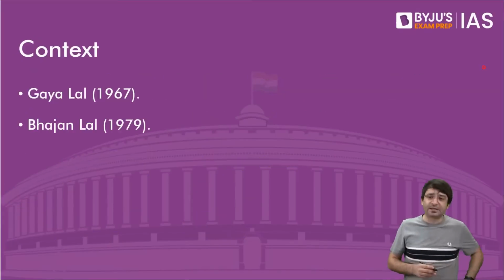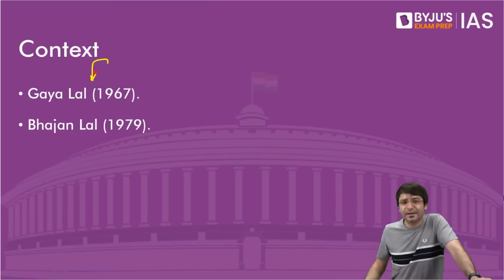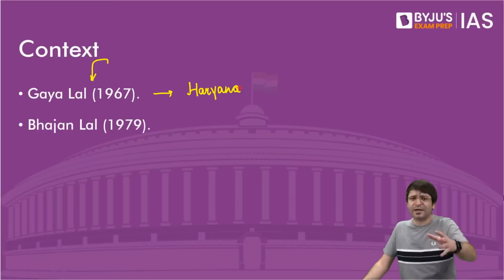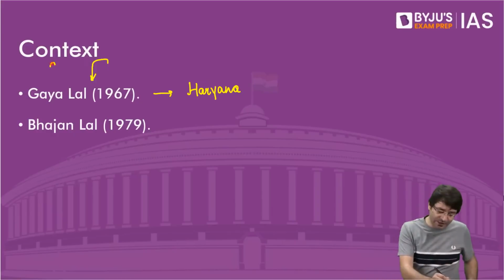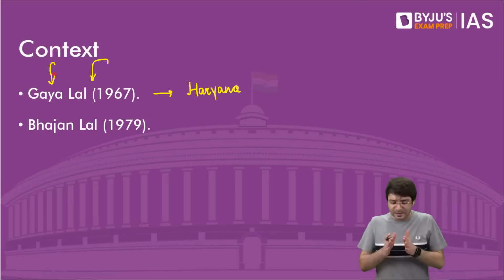But the curious case is of Gayalal. In 1967, elections were held for the first time in the state of Haryana. Because Haryana was carved out from Punjab, for the first time assembly elections were held in Haryana, and one independent candidate, Gayalal, got elected.